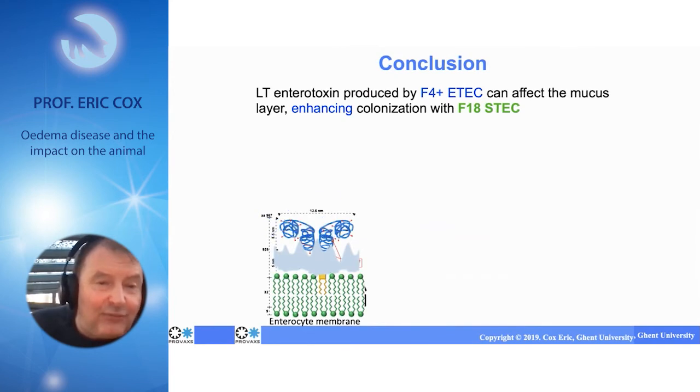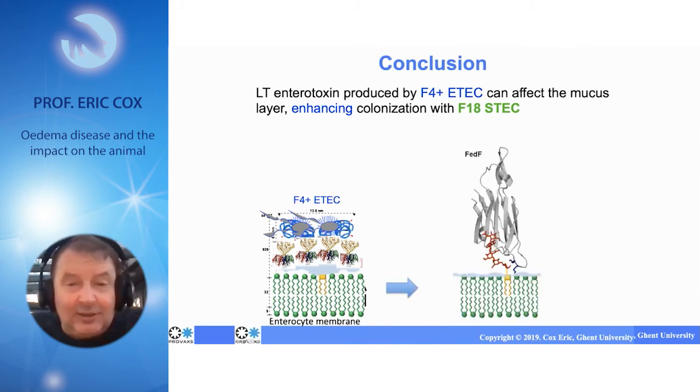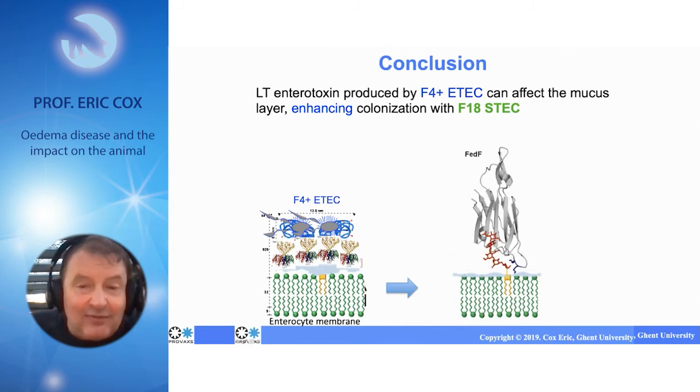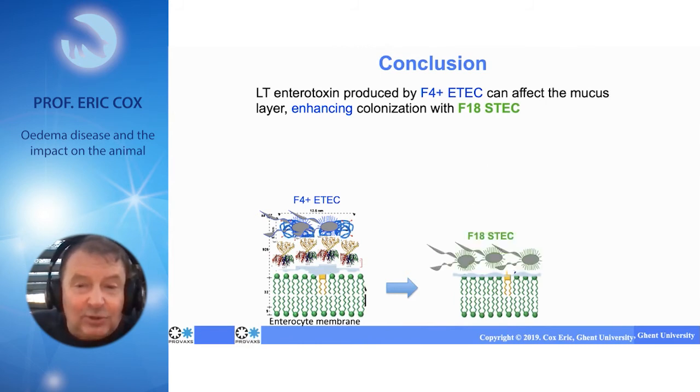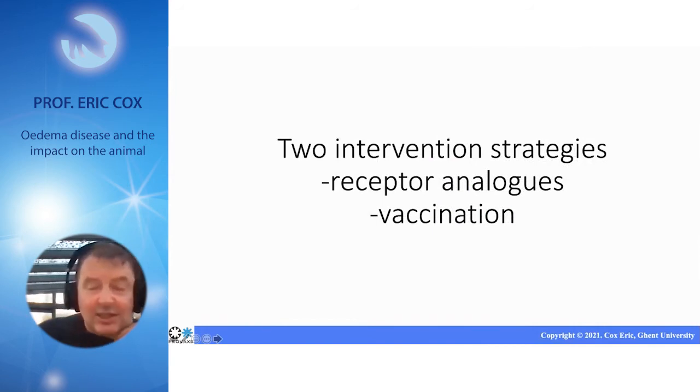So this is the cartoon we made of that. First, F4 E. coli comes immediately after weaning on a farm, and then this produces toxins which dilute the mucus. The receptor for the F18 bacteria is available. The bacteria start to colonize, and you see these clusters occurring on the mucosa, and disease is appearing. So that's as far as we understand now the pathogenesis.